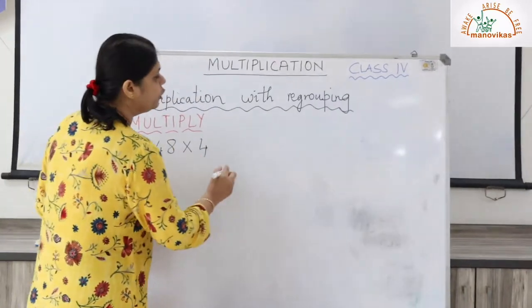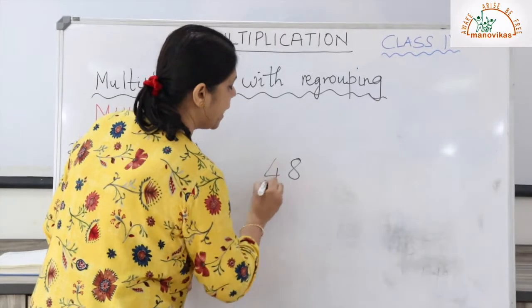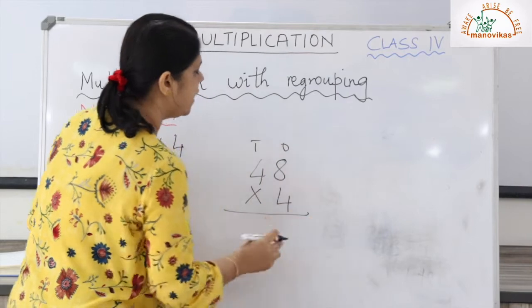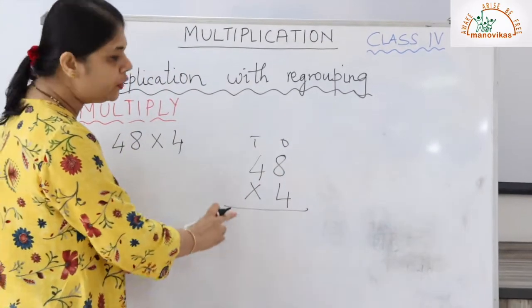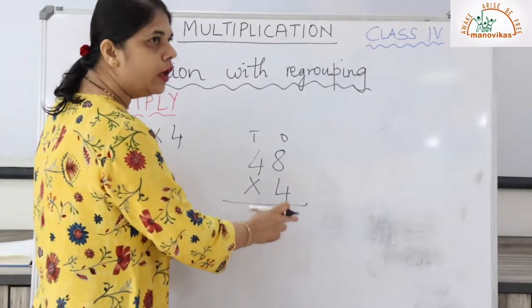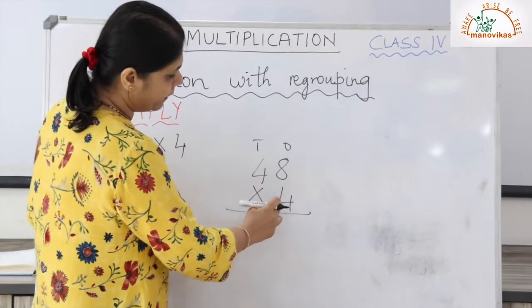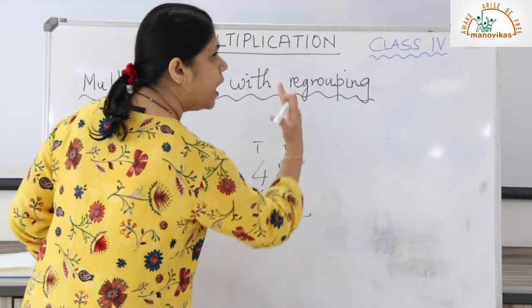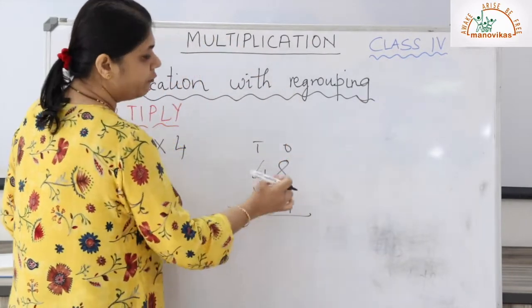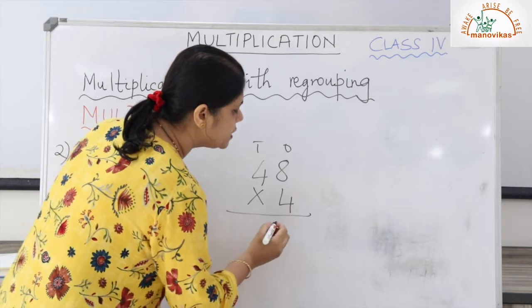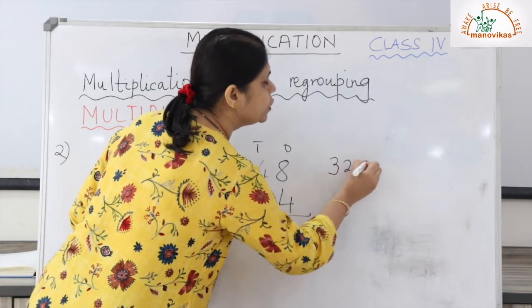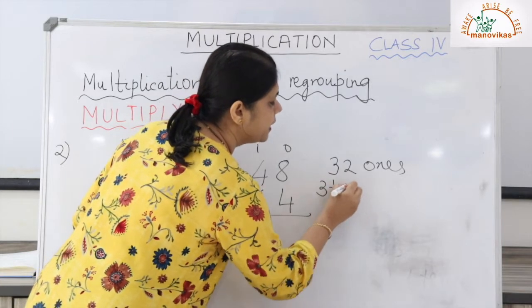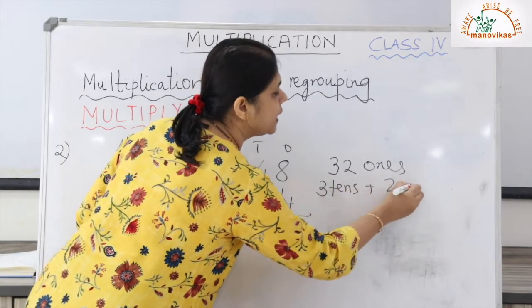Here also you need to multiply 48 by 4, correct? Now 48 again is a 2-digit number and you need to multiply it by 4. Now again what you will do? You will multiply 4 with each place in turn, starting from the ones place, right? Now first we'll do 4 8s is how much? 32. So 32 ones. Again what will happen here? 3 tens plus 2 ones, right?